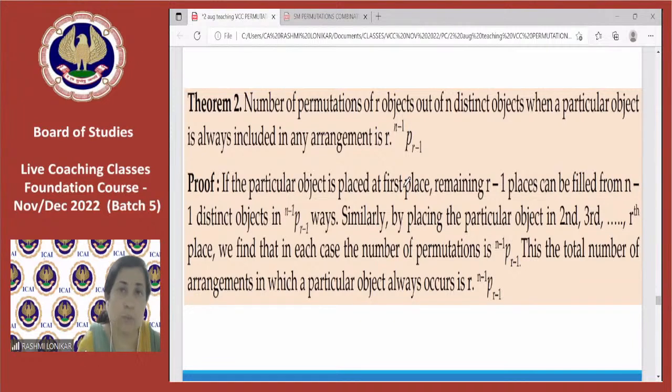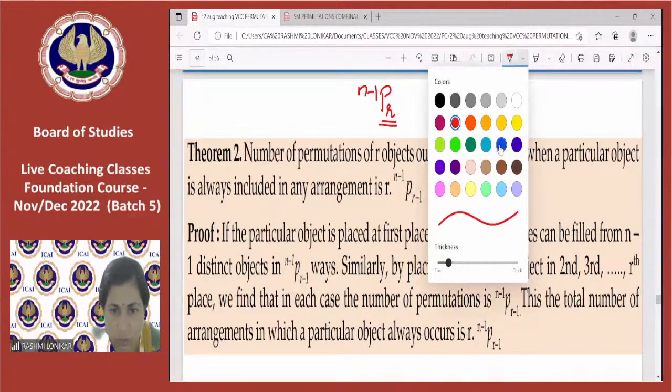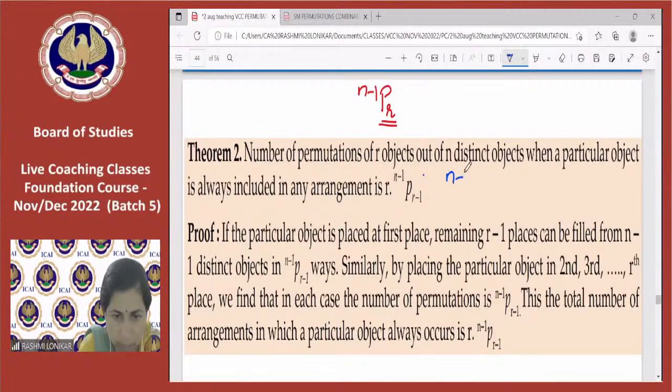That one object has to be there every time. Then the number of permutations of r objects out of n distinct objects, when a particular object is always included, is... In the earlier one, I had n minus 1 P r. Now this formula changes to n minus 1 P r minus 1, because one object is always taken. Here n is also changing, but r is also changing.